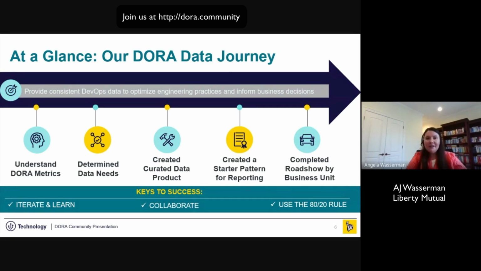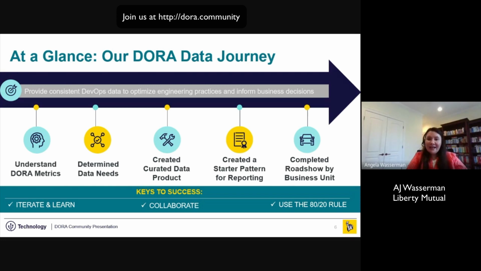And we really focused on that 80-20 rule. Even today, we still don't cover everything, but we do try to cover the majority to give most teams some data in an automated fashion. So after determining what data we had and what data we needed to obtain, we talked about building a curated data product so that teams across Liberty Mutual could access that data. And we do provide data in different ways, so teams can consume that in a way that makes sense for their team.